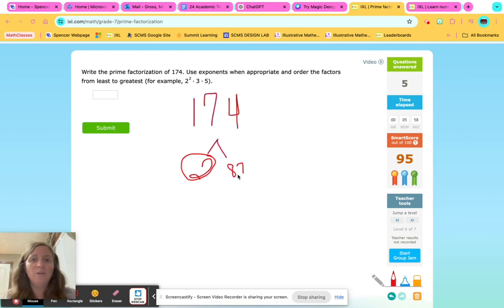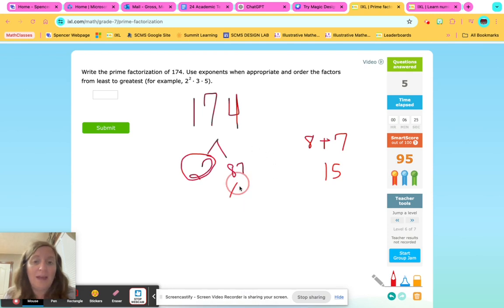And so how do I know if it's divisible by 3? Well, the easiest way to know if it's divisible by 3 is the sum of the digits. So I would do 8 plus 7, which is 15, right? Well, is 15 divisible by 3? And if the answer is yes, in this case it is, then the whole thing is divisible by 3.